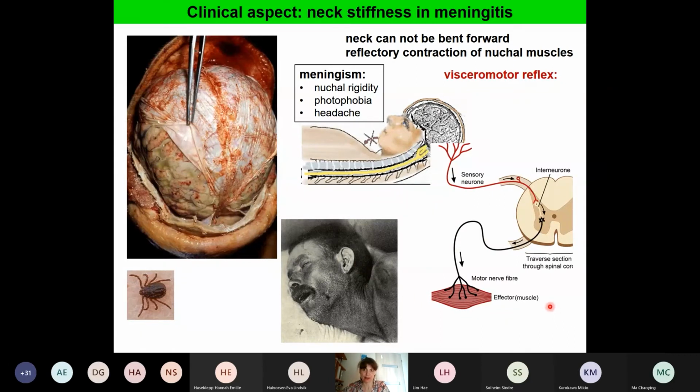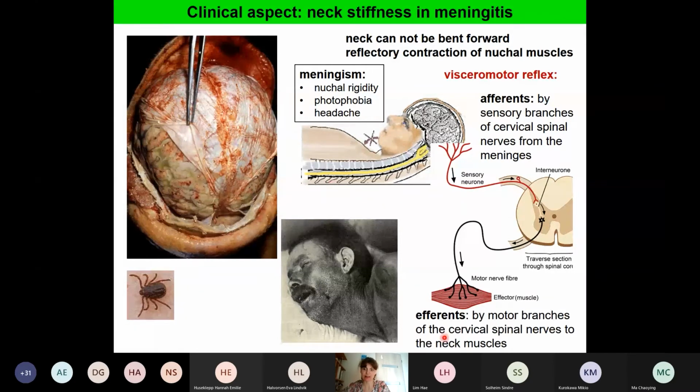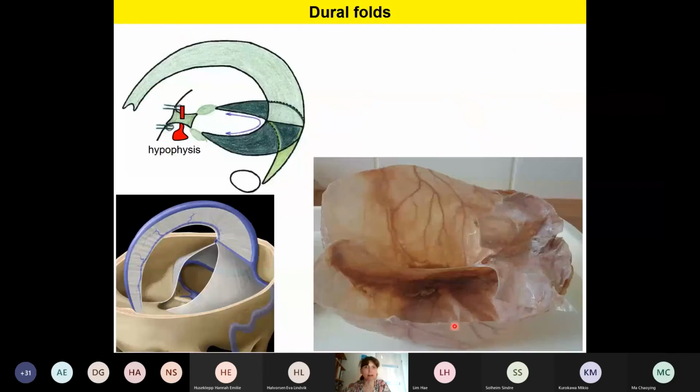And in the diagnosis of meningitis, this is important, and this is because the meninges are also innervated by the cervical spinal nerves. Yes, afferents coming from the cervical spinal nerves and efferents go to the neck muscles.